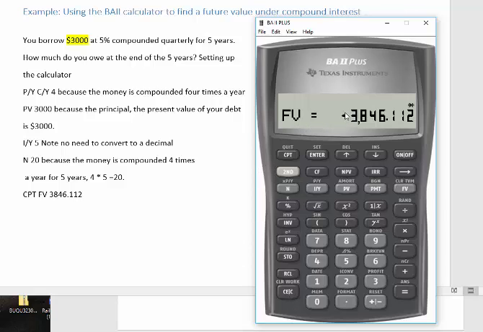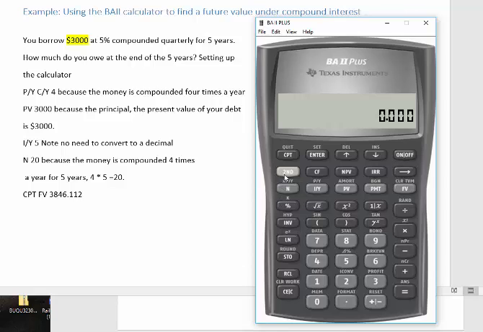Now we've got a negative sign here because this is an accounting calculator, and it looks at this as double entry bookkeeping. We put in the present value of the 3,000 with a positive number, and so to balance the books we need to have a negative number in the future value. Let's do this again, and I'm going to make the present value negative.